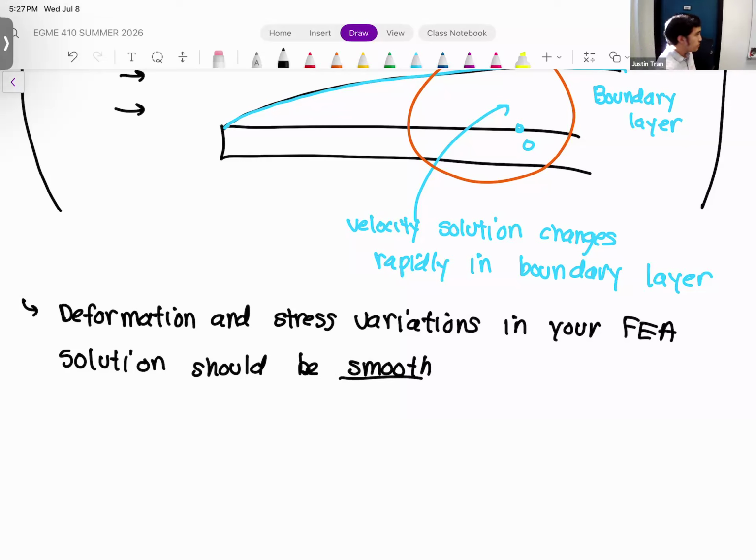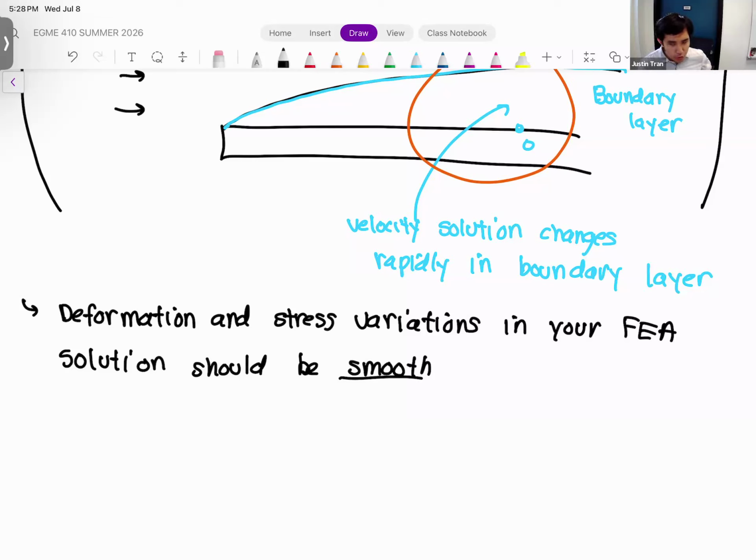Even in regions of very high solution gradient, if you zoom in on those regions, you should still see a very smooth variation. If I'm looking at the color contours in that area, the format that ANSYS uses is a rainbow format, so things vary from deep blue to deep red.